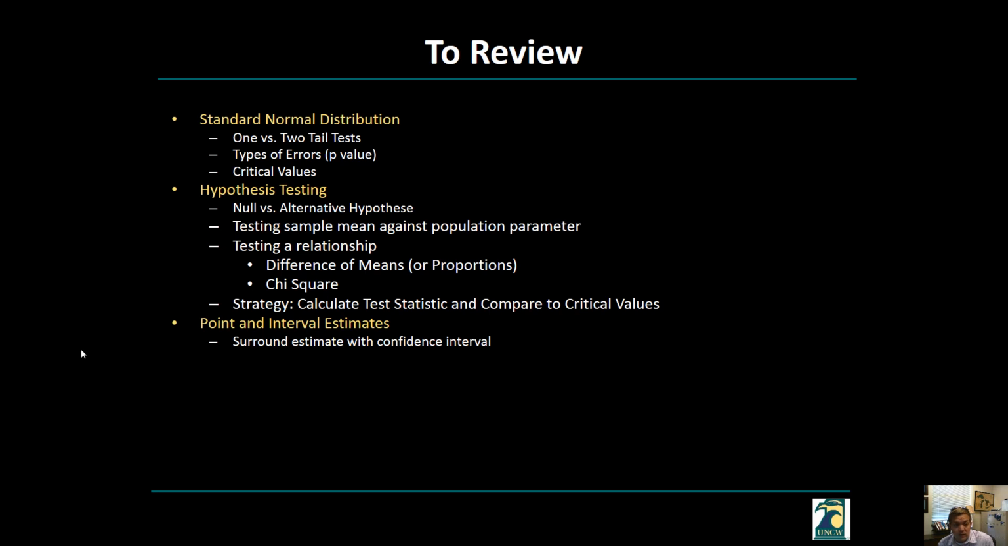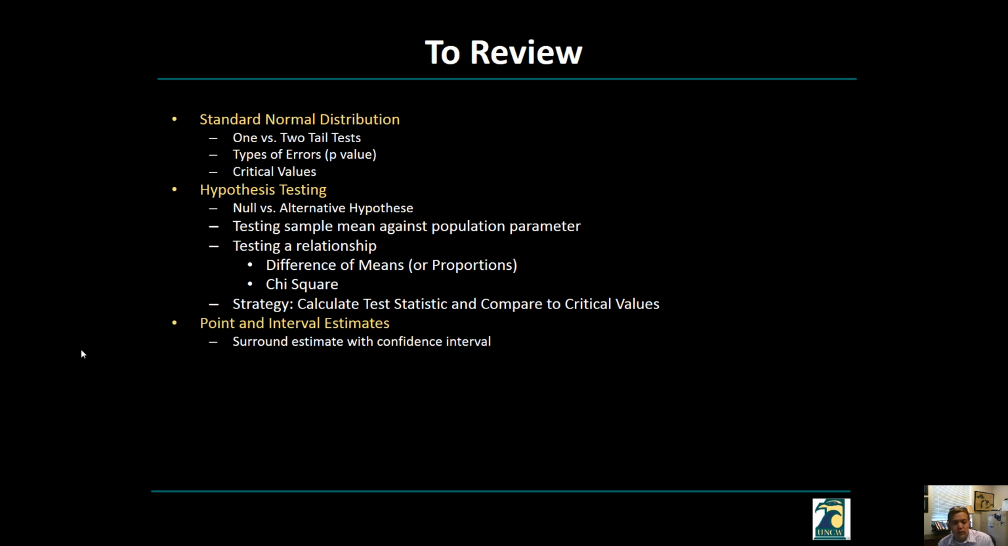Then we did some hypothesis testing. We learned the difference between a null and alternative hypothesis. We would test a sample mean against a population parameter. So those were the examples of the student newspaper, and making a claim that students study 4 hours a day, or that a particular politician is going to win 45% of the vote. And we tested these relationships between variables as well. So we did the difference of means, or a difference of proportions, and we also introduced the chi-square test. There's all sorts of other tests that do this. Your book talks about a couple more of these, but these are the ones that I really want you to focus on. And with all of these hypothesis tests, yes, there's different formulas.